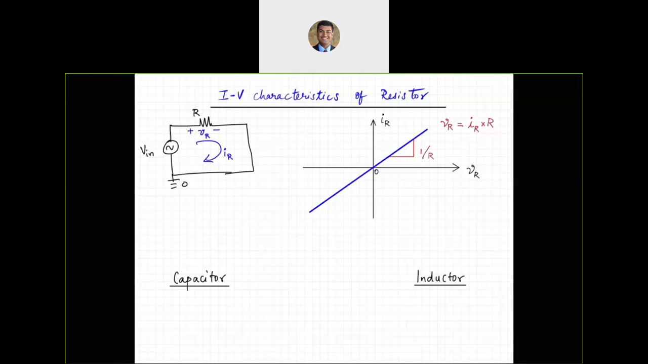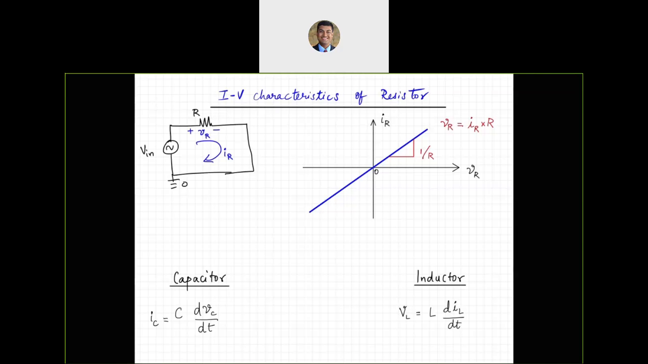So for a capacitor, we said C dVc divided by dt is going to be I sub C. So the current through the capacitor is the value of the capacitor multiplied by the time derivative of voltage across it. And similarly for the inductor, we said V sub L is L diL by dt. Voltage across the inductor is equal to the value of the inductor multiplied by the time derivative of the current through it.